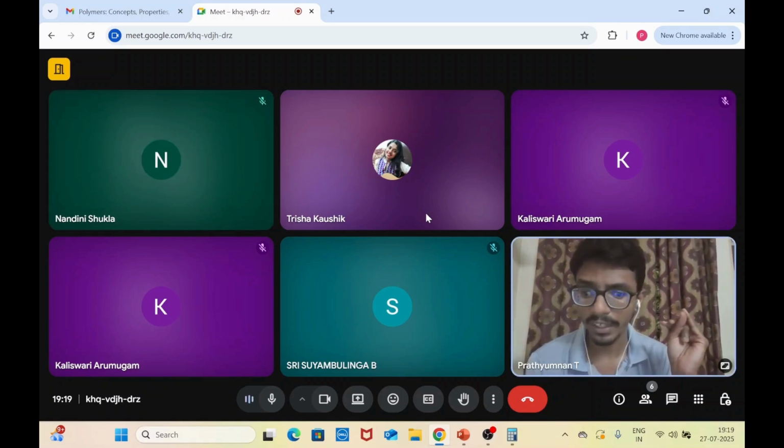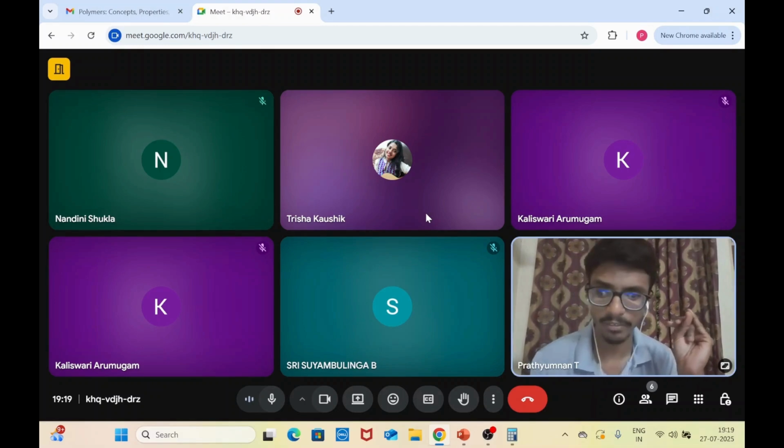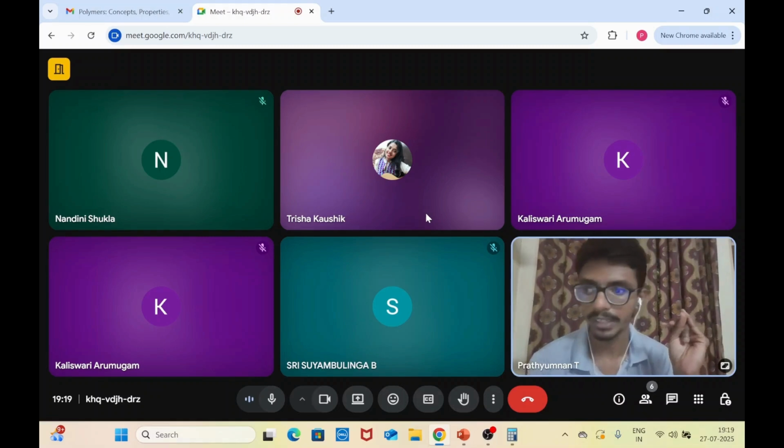No, the raw materials for this polymer are extracted from there. It's not directly the polymer that comes out.